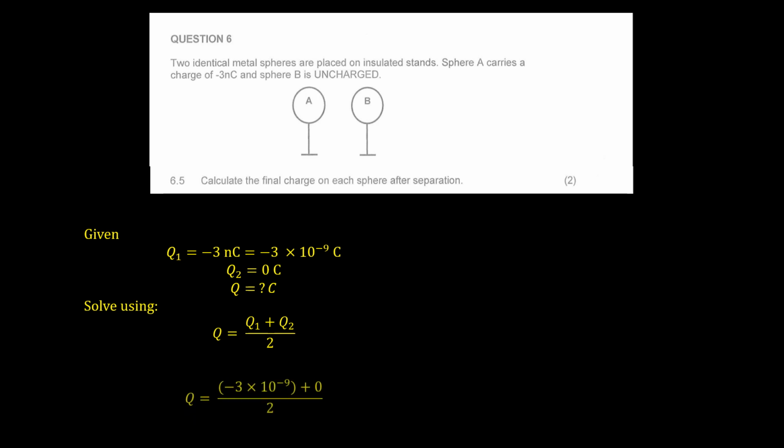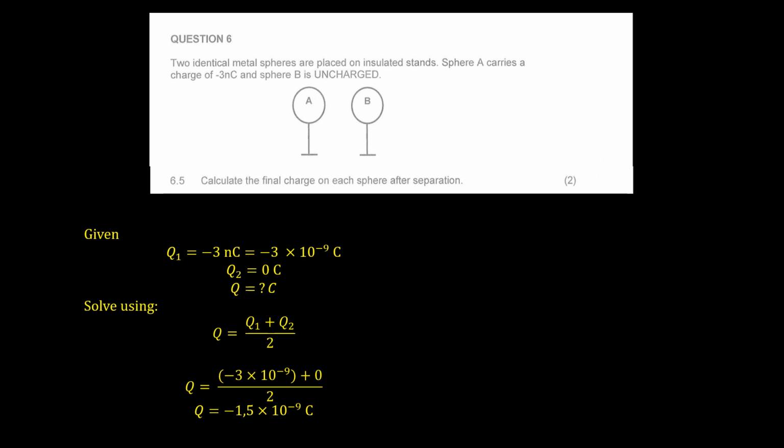Now, it is just a matter of substituting the known values of Q1 and Q2, so that the final charge is equal to (negative 3 multiplied by 10 raised to the power of minus 9 plus 0) all divided by 2. And this gives us a value of negative 1.5 multiplied by 10 raised to the power of minus 9 coulombs.